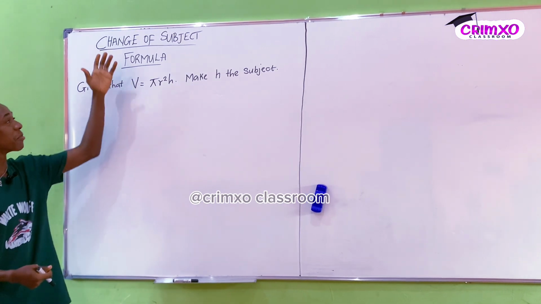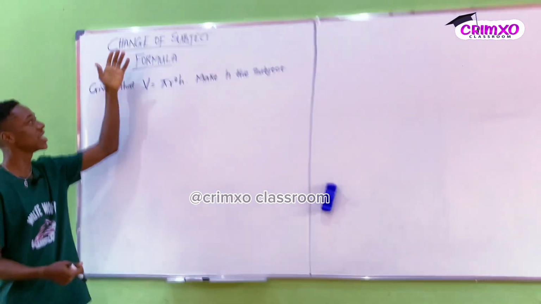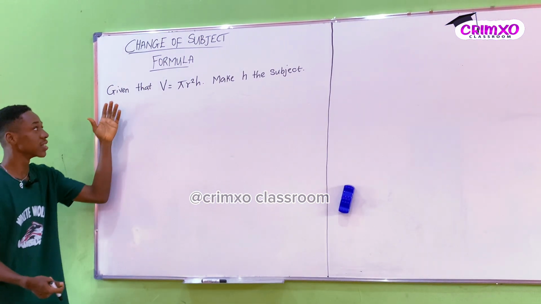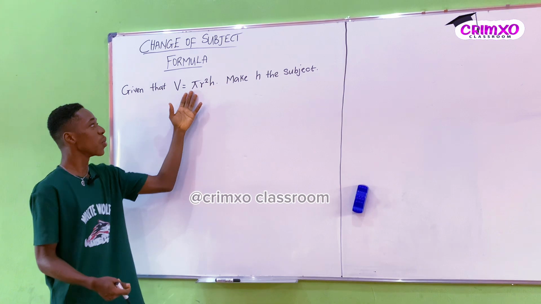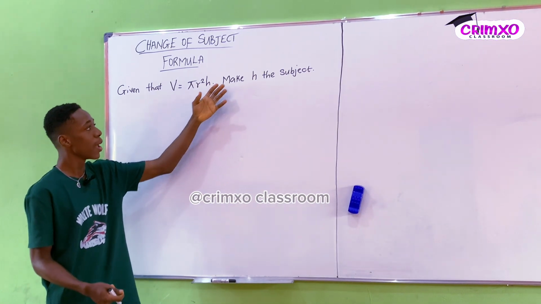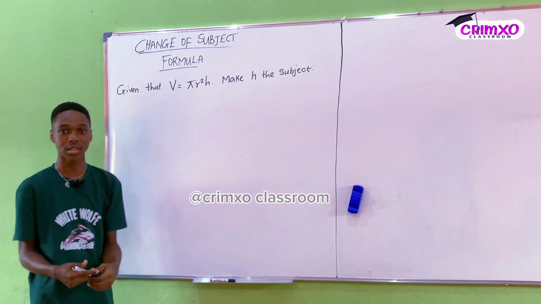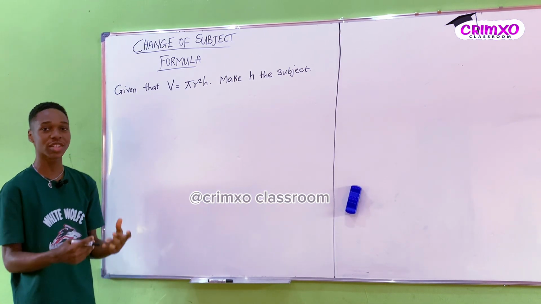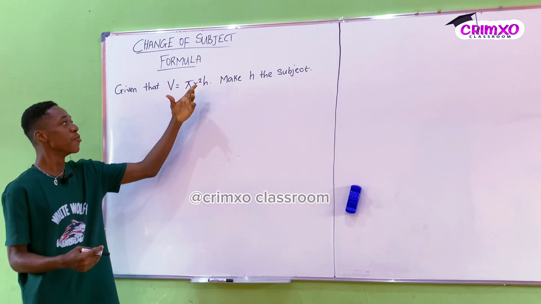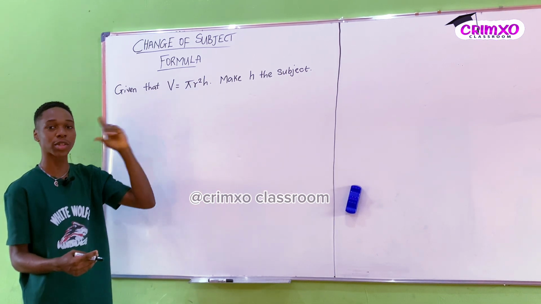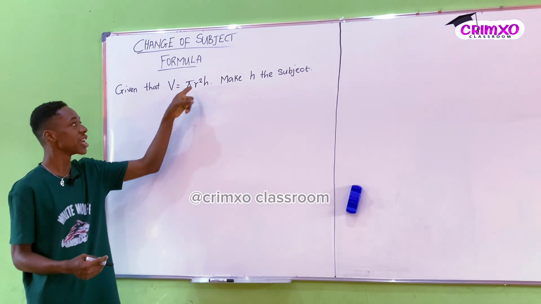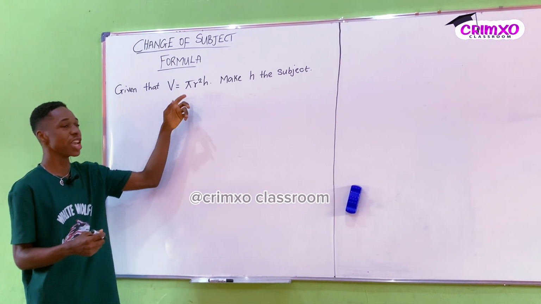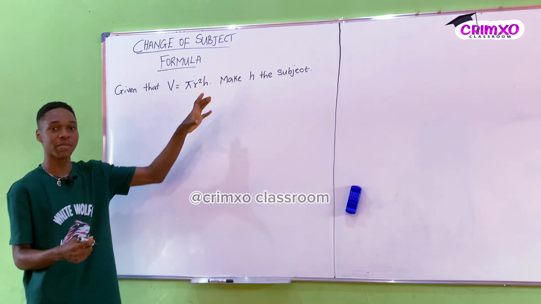And today we have a very wonderful topic, change of subject formula. The question says, given that V equals pi r square h, make h the subject. So here, the essence of changing the subject of a formula is to derive a particular formula for the term h in this formula here. What it simply means is make h equal to the given formula.